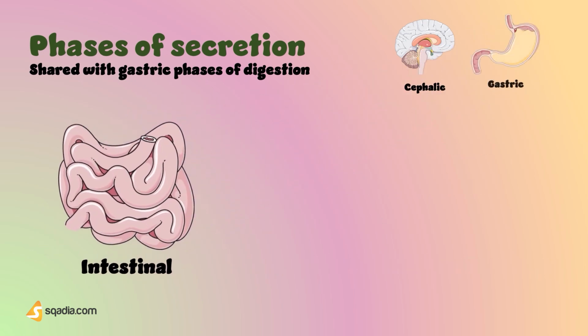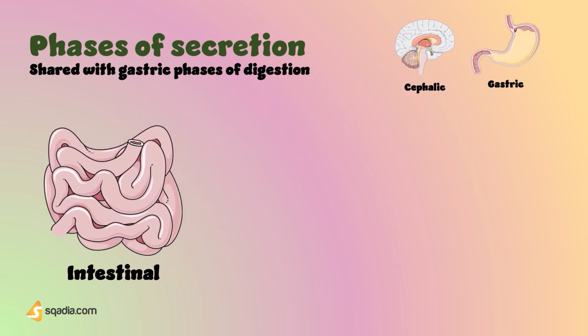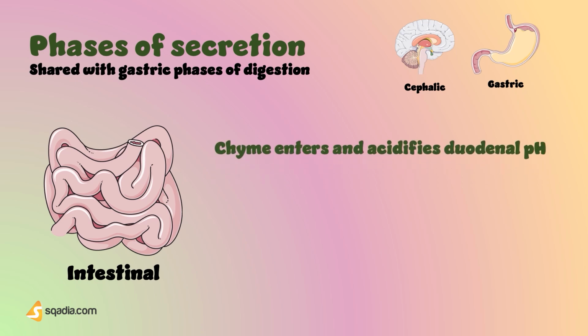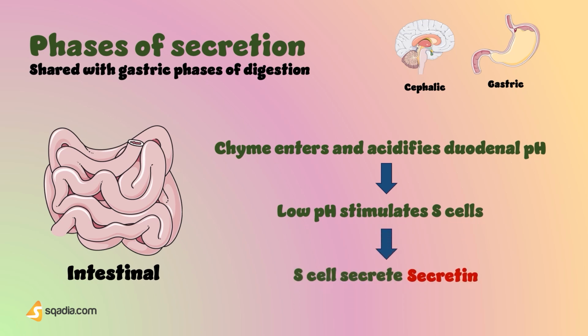Finally, we have the intestinal phase, which happens when the chyme enters the duodenum. This phase is very important as it will acidify the pH of the duodenal lumen, which will stimulate a particular subset of cells called the S cells, which are responsible for the production of secretin. Secretin is a peptide hormone that is secreted by S cells when the pH of the duodenal lumen reaches 4.5 to 5 in the pH scale. Secretin is released directly into the bloodstream.